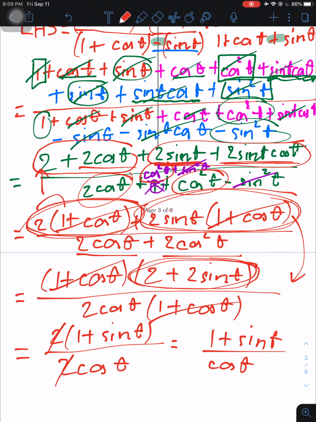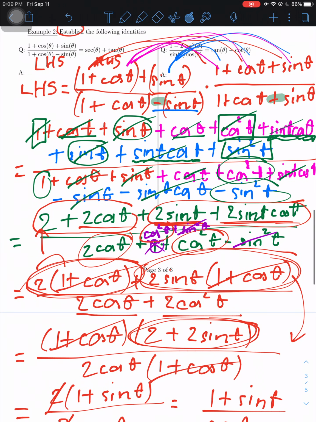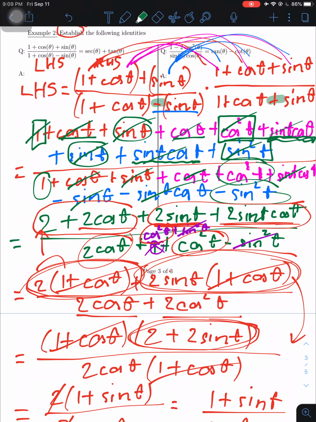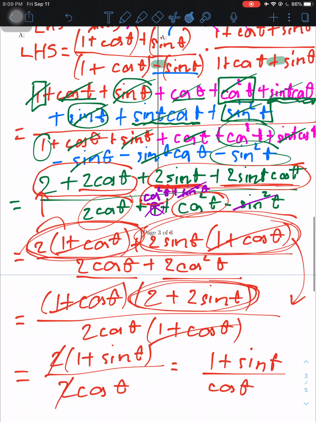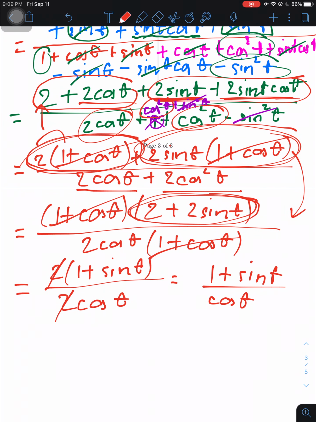Well, I'm stuck here because I don't know what to go next. So let me double check to see whether it's the right hand side that we have to find. As you can see, it's still not the right hand side that we have to find, right? But we're having something really close to the right hand side. Okay? And what do I mean by that? Here, let me keep going for this problem.